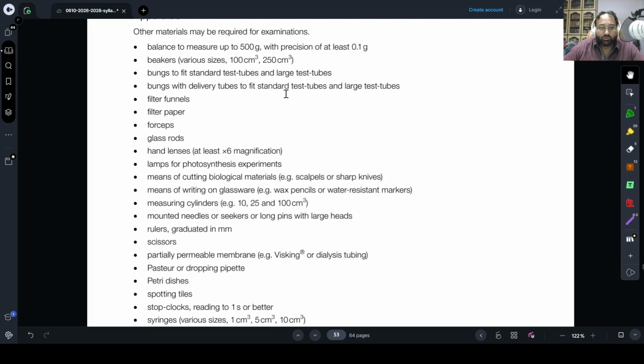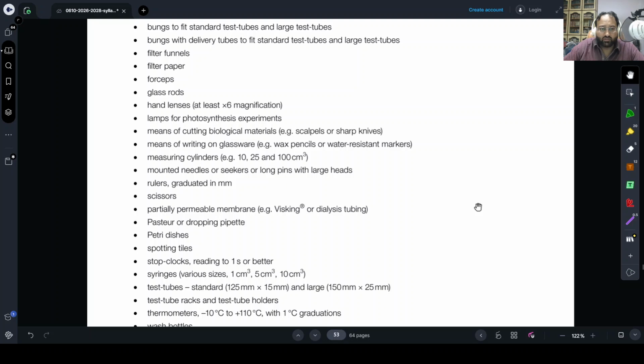Bungs with delivery tubes to fit standard test tubes and large test tubes. Filter funnels, filter paper, forceps, glass rods, hand lenses of at least ×6 magnification, lamps, photosynthesis experiments, means of cutting biological materials, so scalpel, right? You're not going to use a knife and cutting board, scalpel and sharp knives.